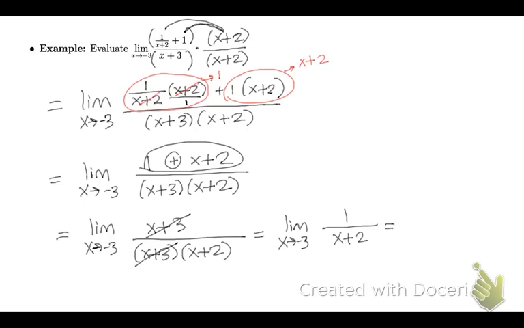All right, and then I can plug in. Once you've canceled out that 0 over 0, you can try to plug in again. I'm going to plug in -3. Okay, so that's 1 over -1, and that limit is equal to -1. All right, so that was our trick. This trick was to simplify a complex fraction.